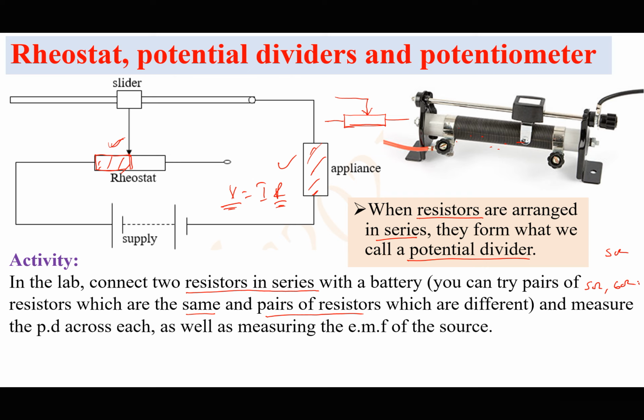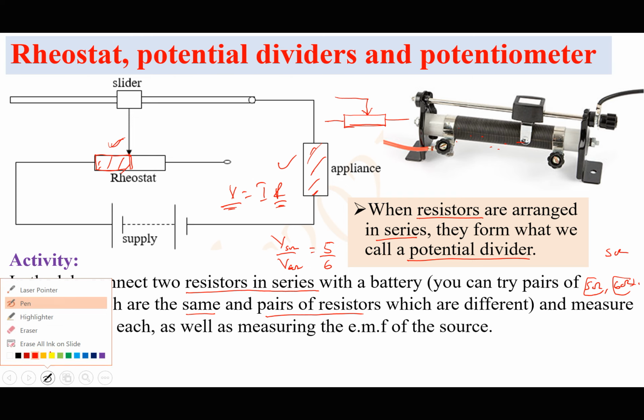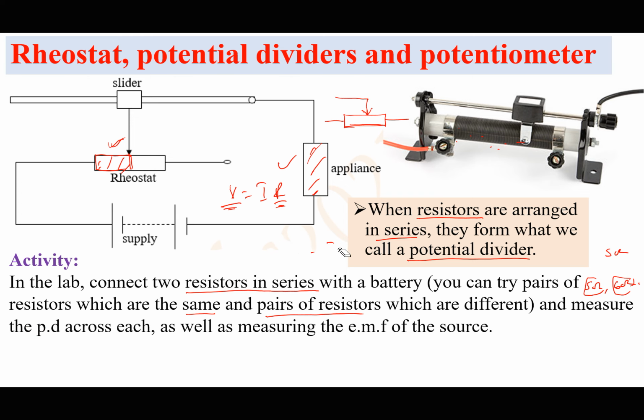If you divide the PD across the resistors and divide the ratio of the resistances, you are going to notice that the ratio of the PD across the resistors is going to be the same as the ratio of the resistances of these resistors. For example, if I have 5 ohms and 6 ohms, I can predict that the PD across 5 ohms divided by the PD across 6 ohms is still going to be the same as 5 divided by 6. If you carry out this experiment in the laboratory, you should be able to verify or prove this.